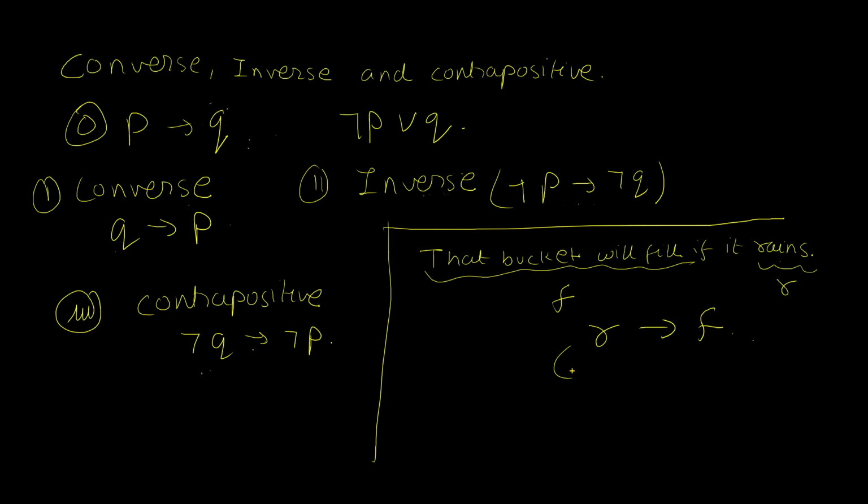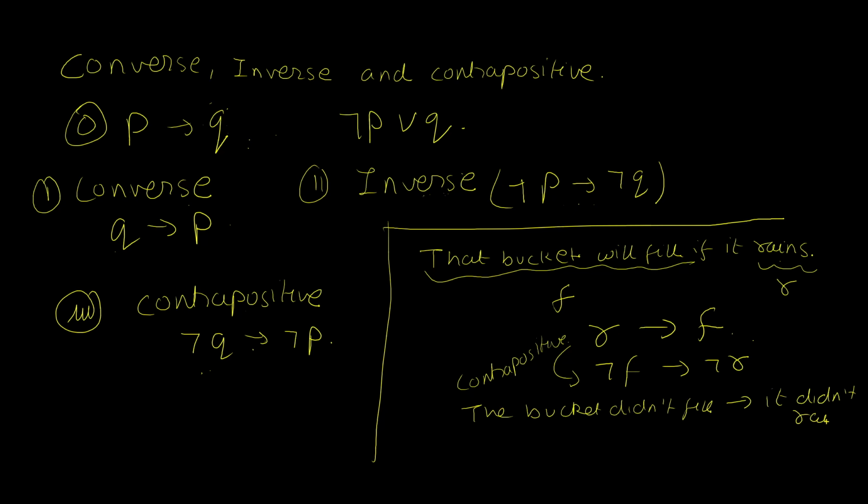The first thing that I want you to notice is about the contrapositive. The contrapositive is not F implies not R. This is equivalent to saying the bucket didn't fill implies it didn't rain. You should be able to see why this is correct, because my original statement has promised that the bucket will fill if it rains. And if I can observe that the bucket didn't fill, I can definitely conclude that it didn't rain.